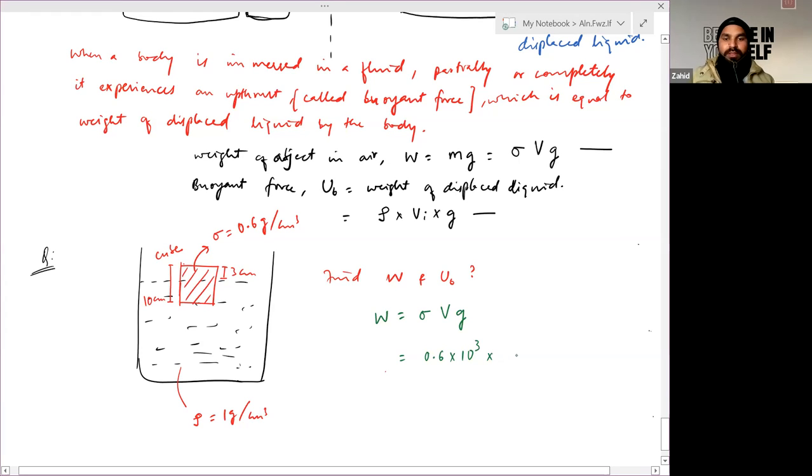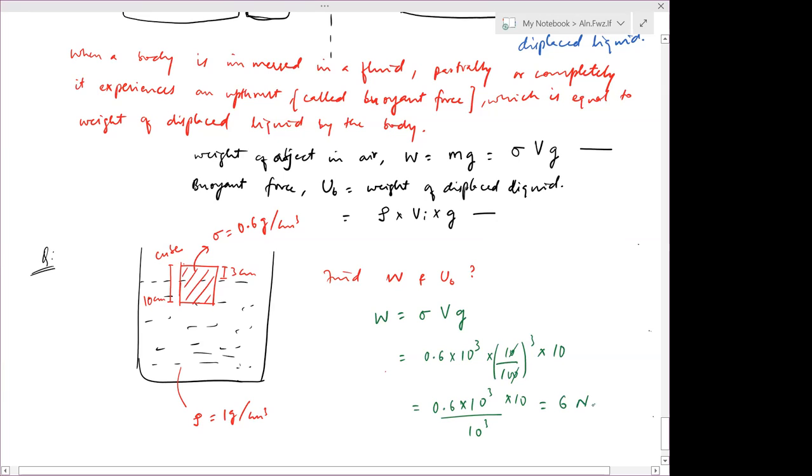Volume of cube, or total volume of cube, it will be side cube. So 10 divided by 100 cube times gravity, which is 10. So if you simplify it, this 0 and this 0 will cancel out. So it will be 0.6 into 10 to the power 3 divided by 10 to the power 3 multiplied by 10. So on solving, you will get 6 Newton. Ifra, is it clear? Yes, sir.